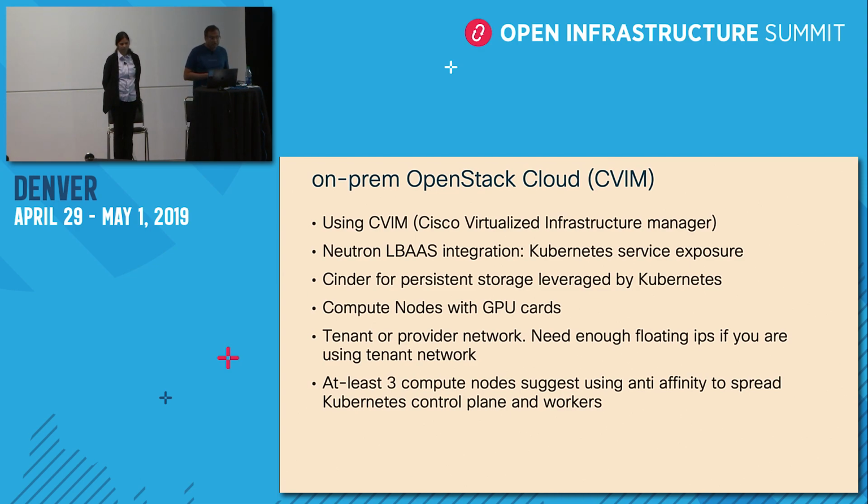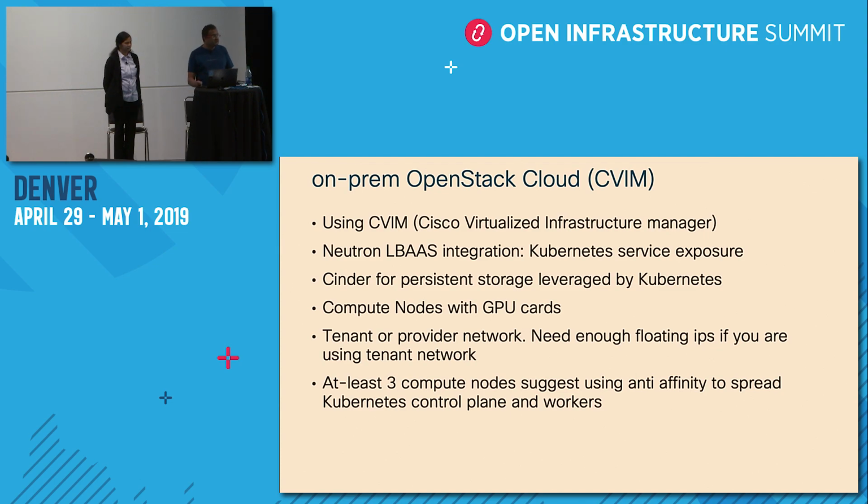So we'll talk a little bit about what you can do with an NVIDIA card and how you enable GPU pass-through on your OpenStack compute nodes. You can actually do this even post-deployment. We do both. You can do this either on a tenant or provider network. If you use tenant network, just make sure you have enough floating IPs.